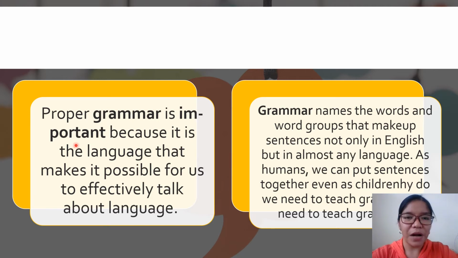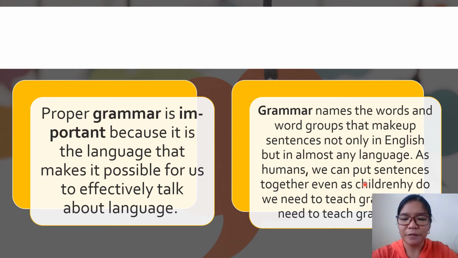What else? Proper grammar, according to here, is important because it is the language that makes it possible for us to effectively talk about language. We can talk about a certain language using language. We can talk in English because we know the arrangement of the words in English and we know grammar. Grammar names the words and word groups that make up sentences, not only in English but in almost any language.